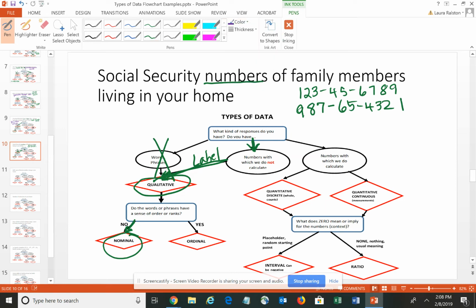So Social Security numbers, although they're numbers, are actually qualitative because they're just being used as labels, kind of to track. Think about it like a tracking system. And it's at the nominal level. There's not a sense of ranking to them.